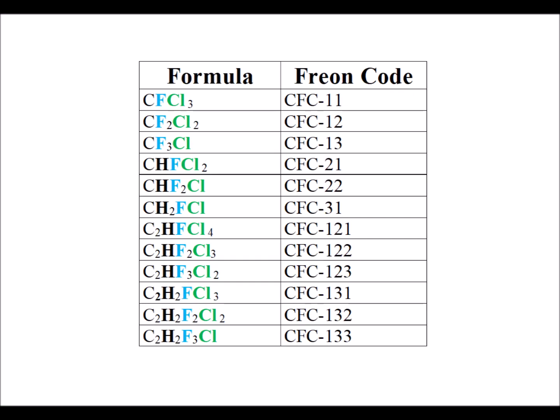Hello. In this video, we are going to look at chlorofluorocarbons, commonly called freons. These important gases are widely used as refrigerants, but also are implicated in destruction of the ozone layer. So here is a list of 12 of these compounds, along with their so-called freon code numbers. And we're going to see exactly how we get those code numbers from the formula.